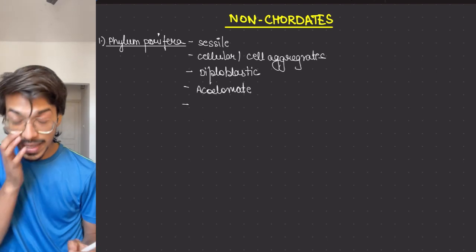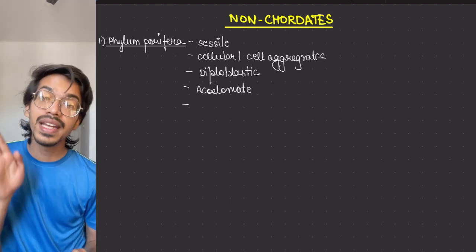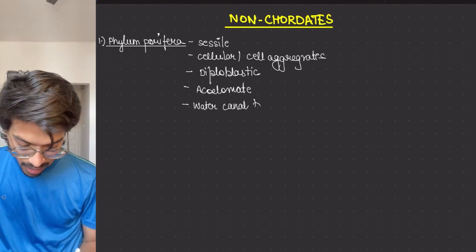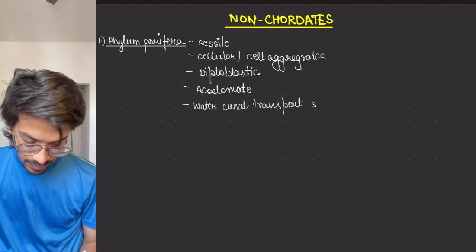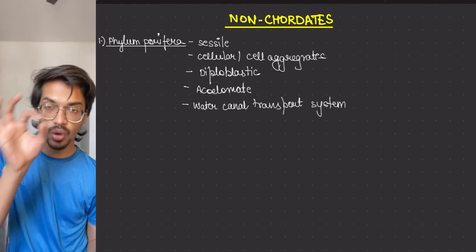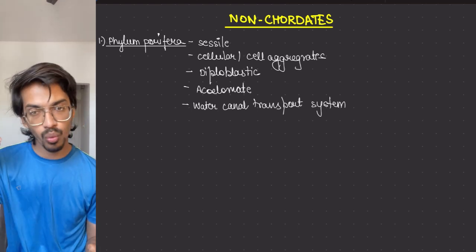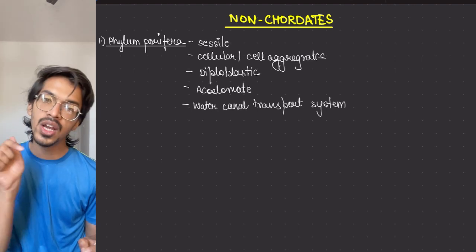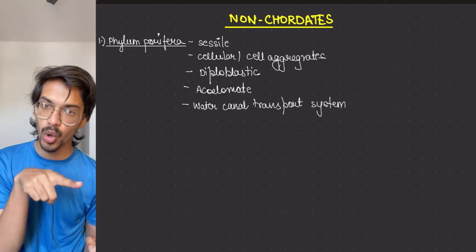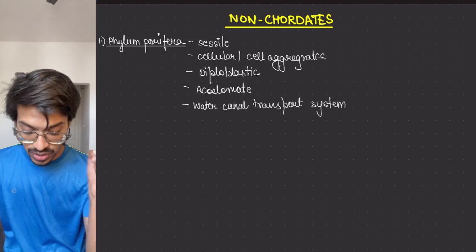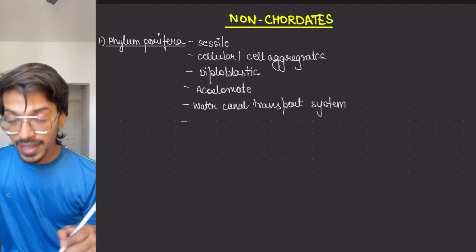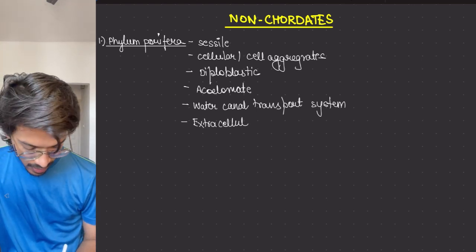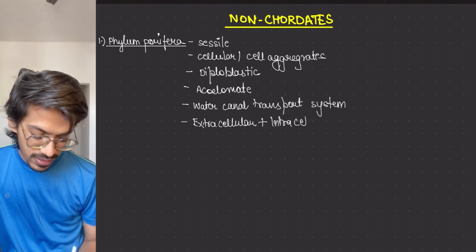Next, they have a characteristic feature, that is the water canal system, or water canal transport system. It means that through multiple small holes, the ostia, present on their whole body surface, water goes inside. Along with water, food comes, gametes come, oxygen, nutrients, everything goes inside into the central cavity, which is called the spongocoel, and it goes out from the osculum. So this also becomes an important question. Then the next thing you have to remember is that their digestion is extracellular plus intracellular digestion.